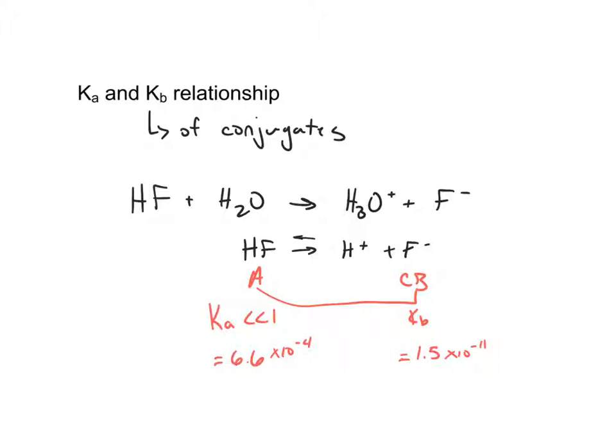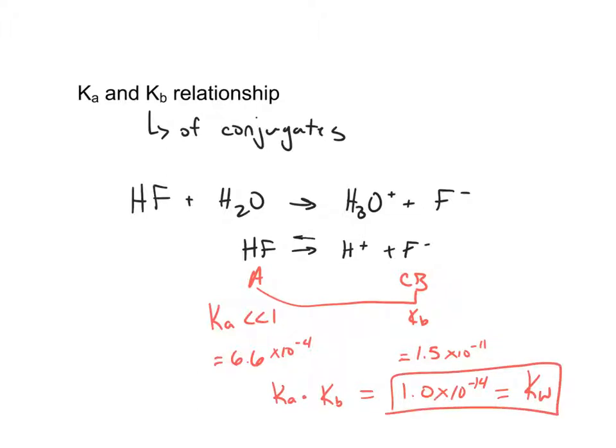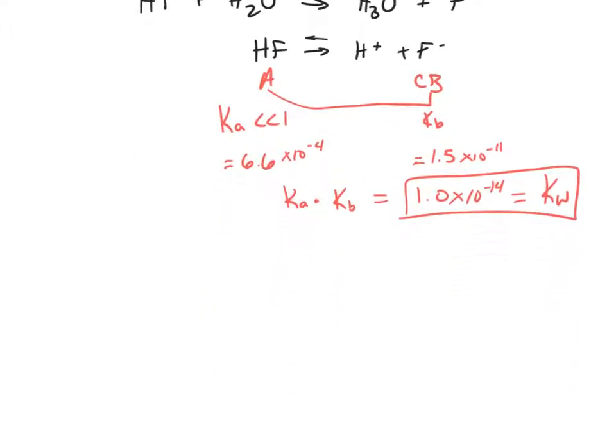Now, what's interesting about the Ka-Kb relationship of conjugates is that if you take the Ka and multiply it by the Kb of an acid-base conjugate pair, what you get is always 1 times 10 to the negative 14th, which is referred to as Kw, also the autoionization constant for water. The Kw constant gets its name from the reaction by which water autoionizes itself.